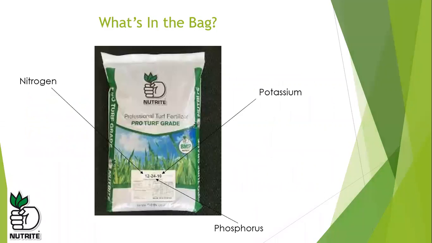So the most important thing that we want to talk about at this point is what's in the bag. If we look at any typical bag of fertilizer, the three numbers that you see in the front represent nitrogen, phosphorus, and potassium.